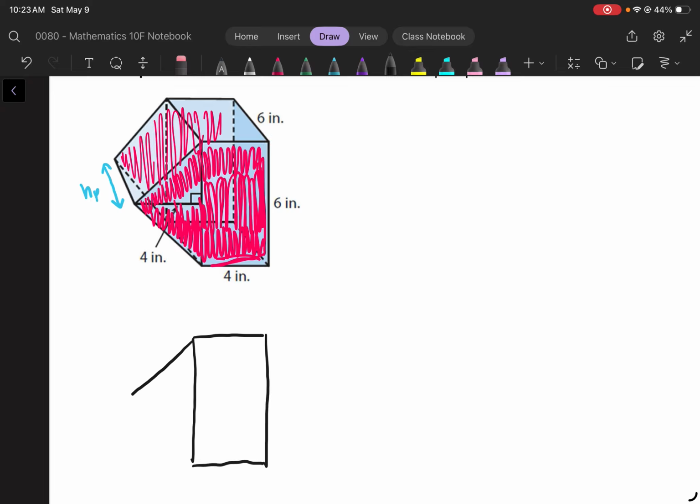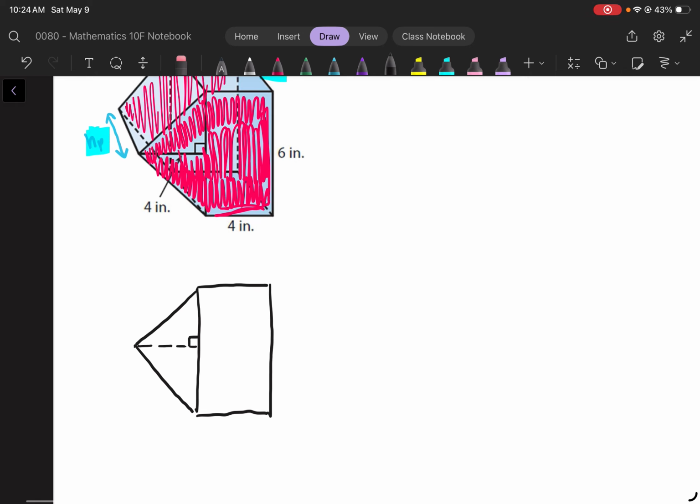Your redrawing doesn't have to be perfect. It just helps you identify those labels here. Okay. I know my height of prism is the 6 inches here. It's in that same orientation or dimension as the height of prisms. You could have labeled it there to begin with, but I'm just going to go ahead and label my sides.